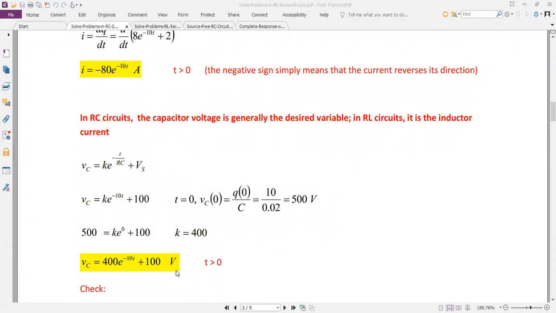Now, any questions so far? Any question? How we got the 400? How we got the 500? Any question?